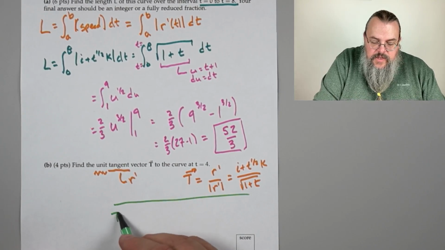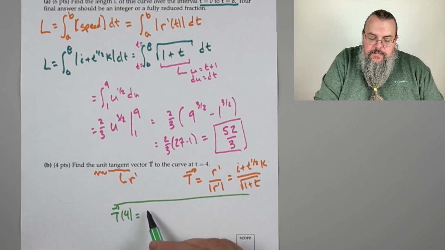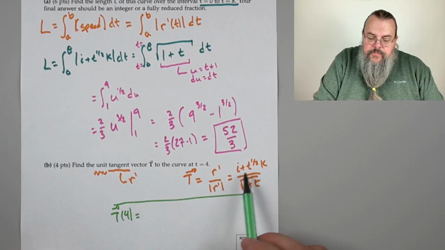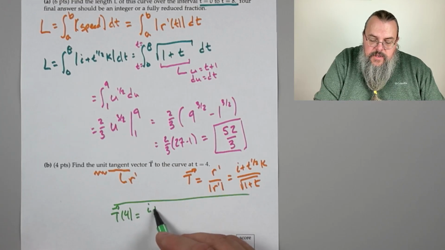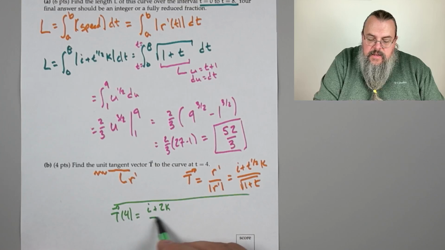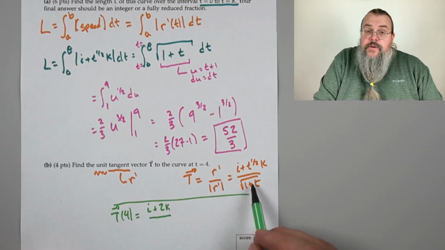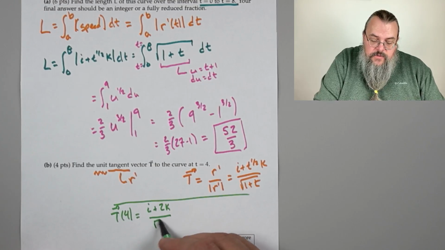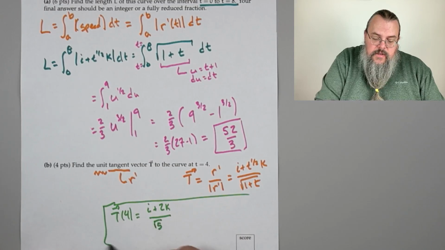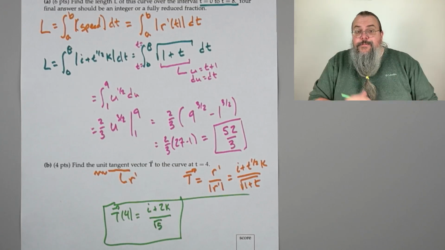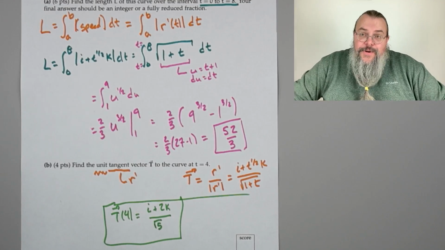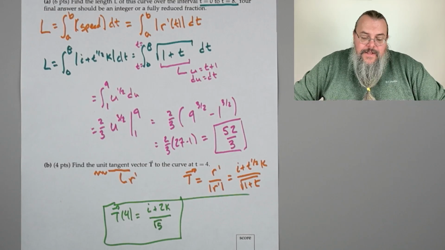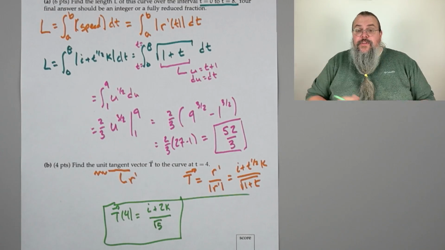So the unit tangent vector at time 4, well, we're going to have upstairs i, square root of 4 is 2, so that'll become 2k. And downstairs, we have the square root of 1 plus 4, which is square root of 5. And we're done. So i plus 2k over square root of 5. And that's our answer.